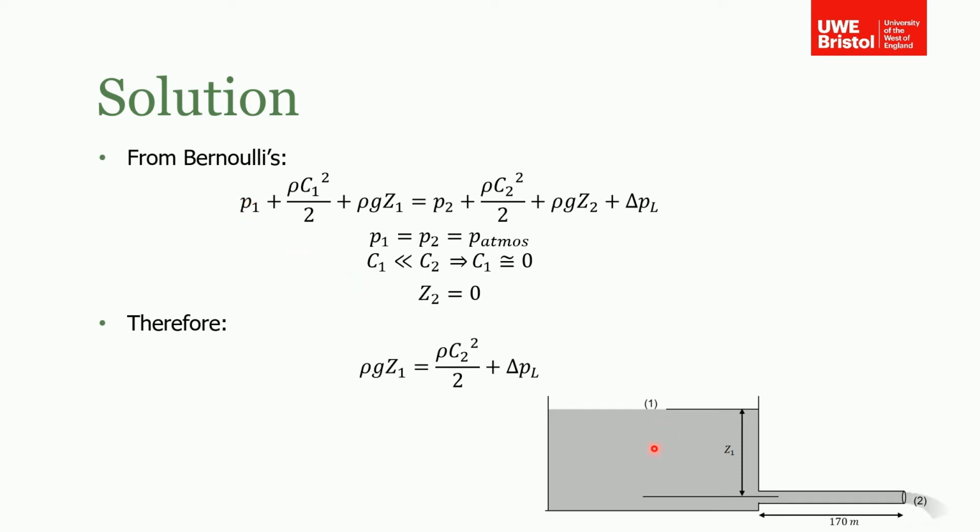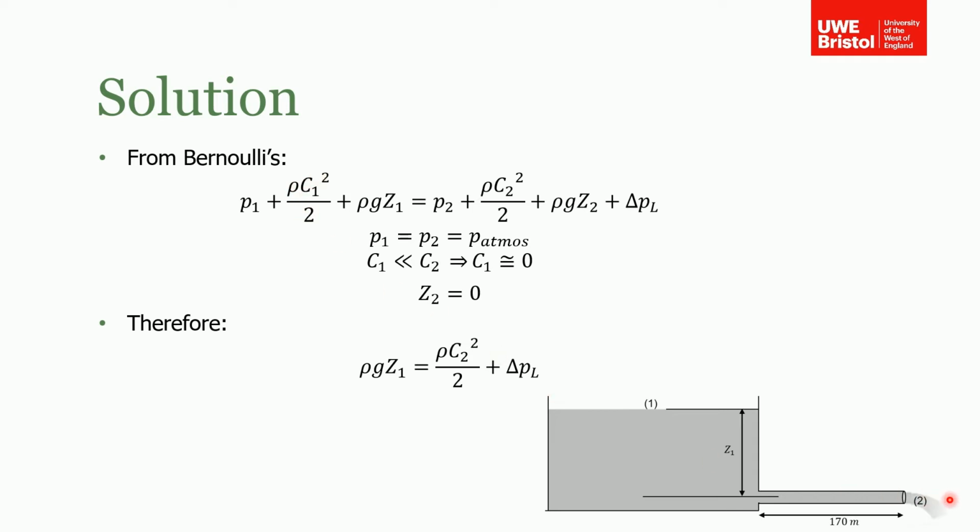We can also, if you remember when we were looking at Bernoulli's equation, make some assumptions about the velocity. Because this tank is very large in area compared to the area of the pipe, the velocity in the tank is going to be very, very small compared to the velocity in the pipe. So we can say that the velocity at point 1 is negligible, or in fact zero. So this dynamic pressure term will also disappear because it would be set to zero.